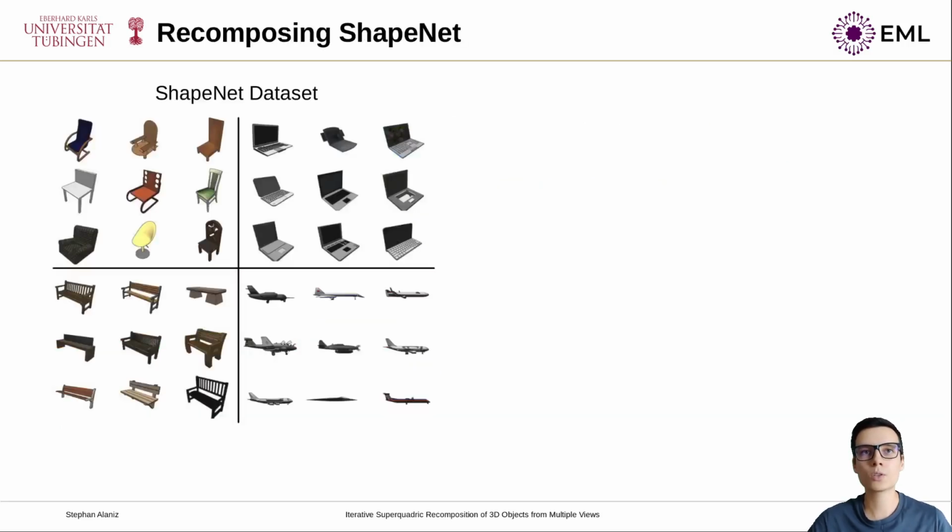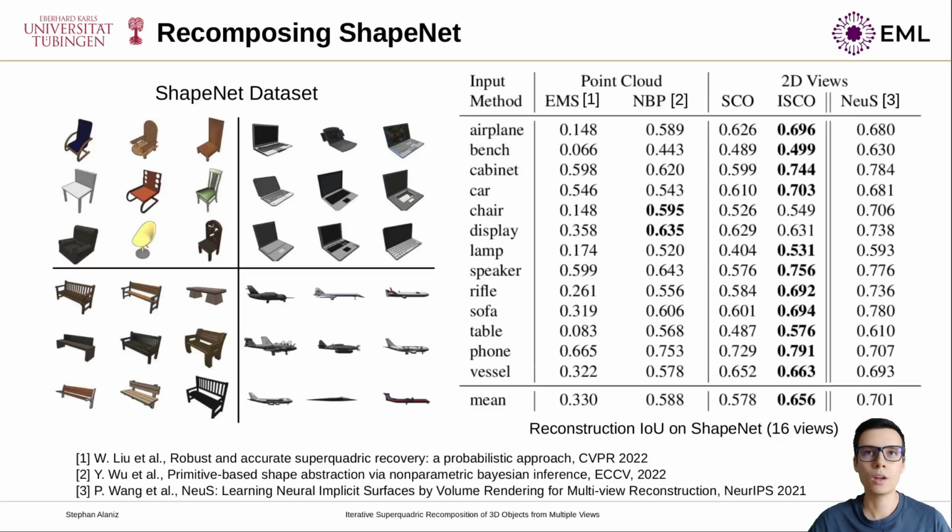We evaluate ISCO on ShapeNet, which covers a large variety of objects. Looking at the IoU results, ISCO performs better than recent superquadric reconstruction methods that rely on point clouds. And it's not far from implicit approaches such as NeuS that fits an implicit surface by training a neural network, which is computationally much more expensive.